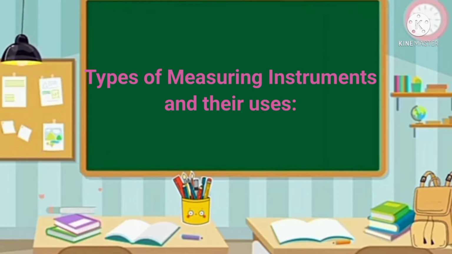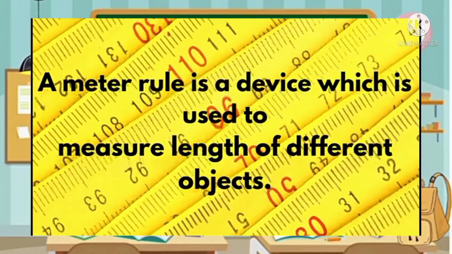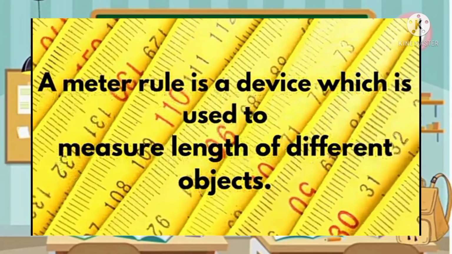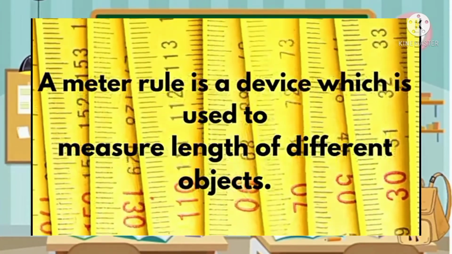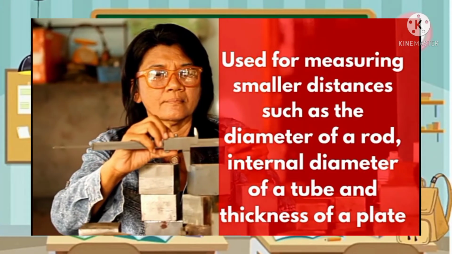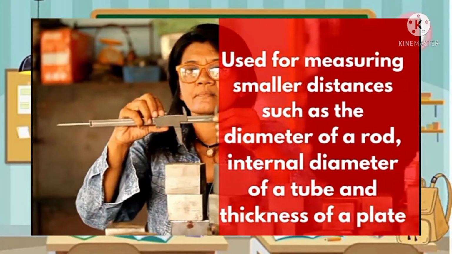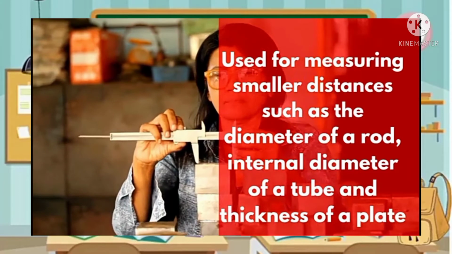And now, let's talk about the types of measuring instruments and their uses. Number 1, a meter rule is a device which is used to measure lengths of different objects. Number 2, Vernier caliper, used for measuring smaller distances such as the diameter of a rod, the internal diameter of a tube, and the thickness of a plate.